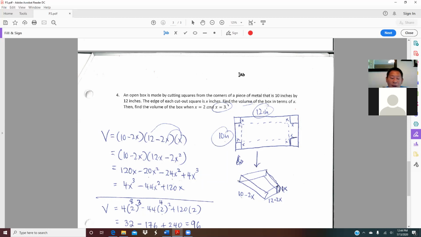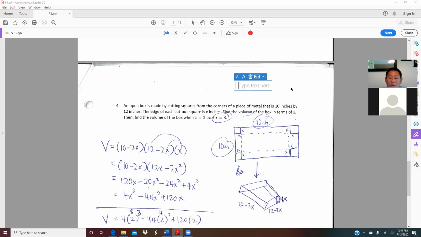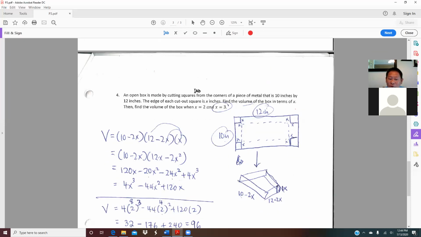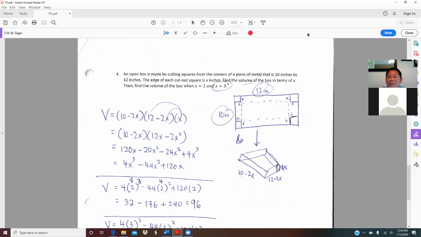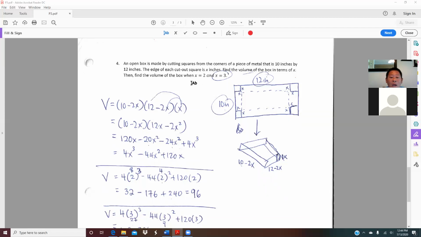And please concentrate on the last question here. I know some of you already did this before in your high school or somewhere else, but question 4 is hard. The reason it's hard is because it is a word problem, and yes, you will get these kinds of questions in your homework on P3. So what happened is that you have an open box, and it is made by cutting squares on each corner, and this is 10 by 12 inches.